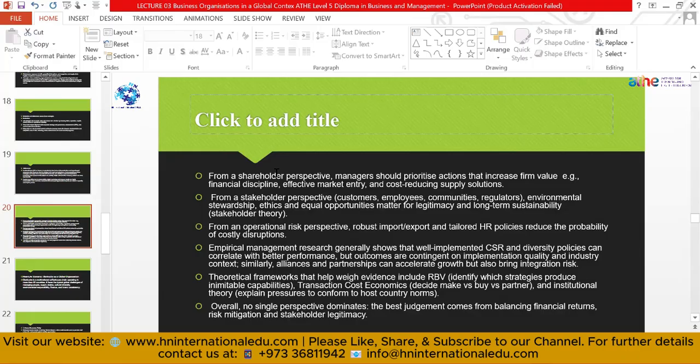on a common ground. Theoretical frameworks that help weigh evidence include the RBV, the resource-based view, I think, a theory identifying which strategies produce distinctive capabilities, and transaction cost economics, that is deciding make versus buy versus partner, that is who is going to make the product, and who will be the partner to fund the products. And institutional theory that explains pressures to conform to host country norms.